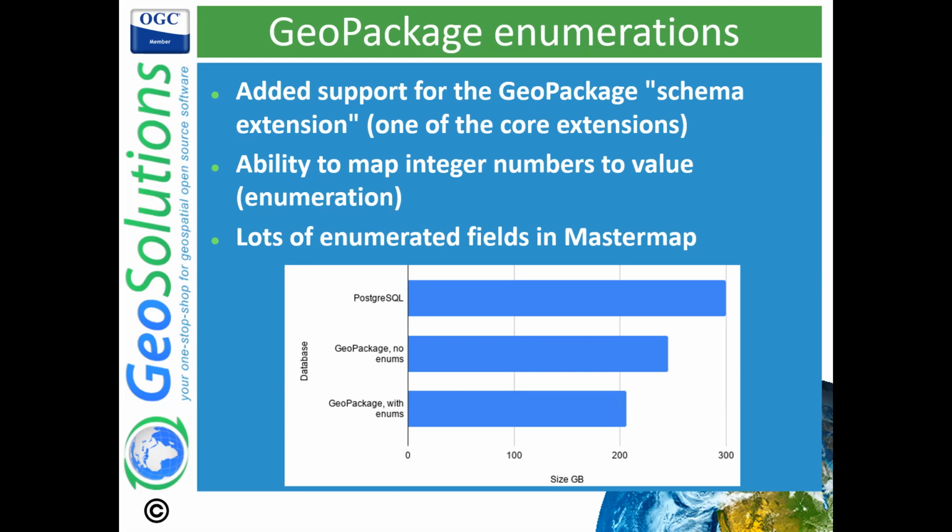Leveraging it, we found out that while PostgreSQL stored the database as 300 gigabytes and GeoPackage without enumerations used like 250 gigabytes, with the enumeration, we went down to around 205 gigabytes, which is a significant improvement. If you're wondering about the size difference between PostgreSQL and GeoPackage, it's because SQLite itself has a more compact storage representation on disk, mostly because it has been targeting mobile and embedded usage for so long, so environments where space comes at a premium. So it has a more compact representation.